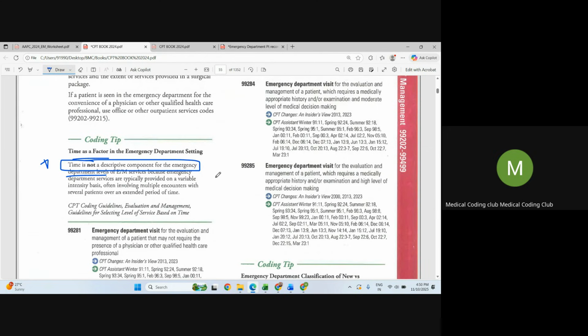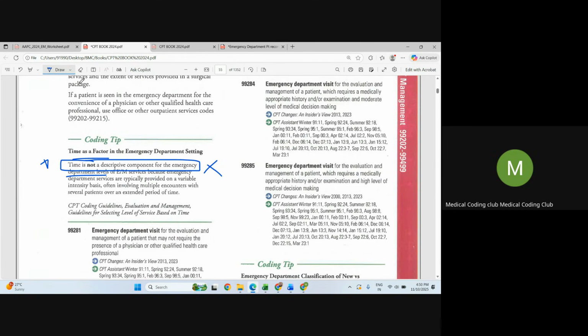Coming to the emergency department, you have to follow a sole coding guideline, that is medical decision making. You will not have a time-based coding guideline here, because the ED physician will have many patients and can't give individual attention to a particular patient. He has to go here and there. So time is not a descriptive component of the emergency department. You have to follow the medical decision making coding guideline, and according to MDM, you need to take the codes.